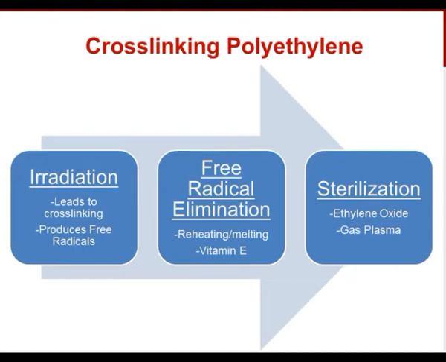These free radicals then need to be eliminated so that further oxidization does not occur. This can be done with reheating or melting. Free radical scavengers such as vitamin E have also been used. And then finally, the polyethylene needs to be sterilized before it can be used in humans.